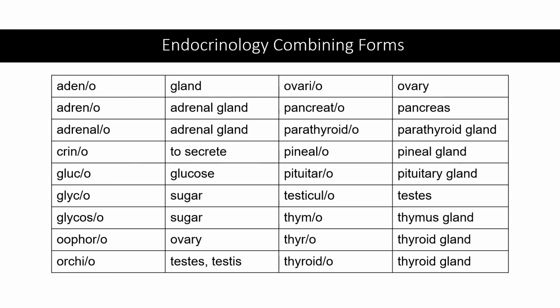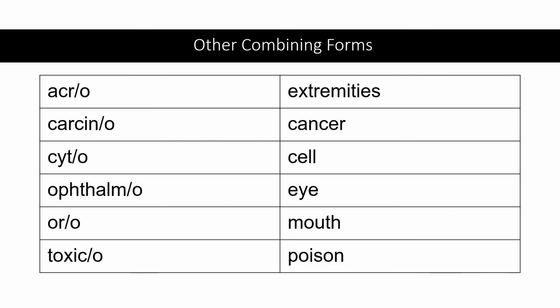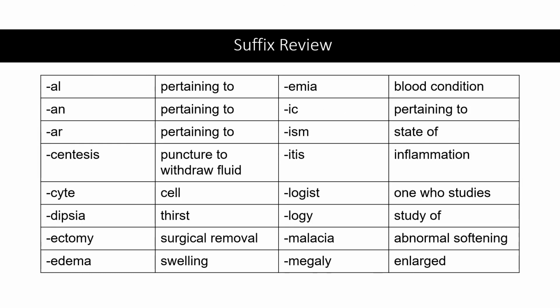Testicular refers to the testis. Thymo, thymus. Thyro, thyroid gland. And thyroido, also thyroid gland. Here are a few other combining forms that will help you build terms, and they're not necessarily related to the endocrine system. Acro, extremities. Carcino, cancer. Cyto, cell. Ophthalmo, eye. Oro, mouth. And toxico, poison. Let's review some suffixes.